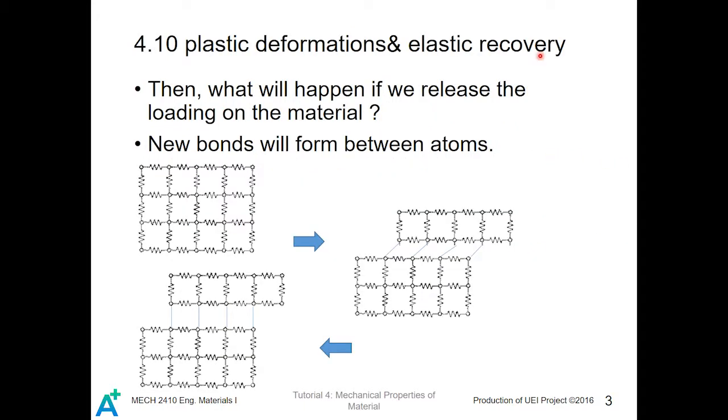Okay, so then what will happen if we release the loadings on the material? New bonds will form between the atoms, and it will actually recover some of the deformation. But again, you can see from the picture here, the material itself is already permanently deformed due to the formation of the new bondings.